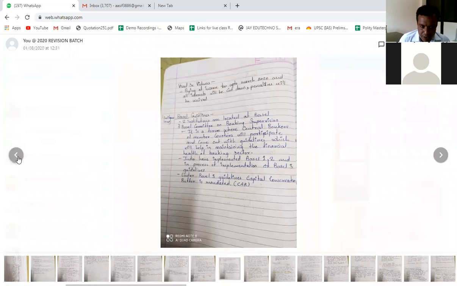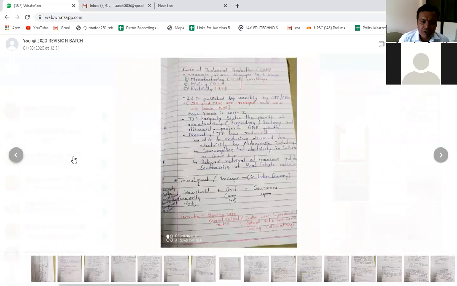Going to the next page. The Index of Industrial Production, that we have already seen, is an index of the production of industries in India. IIP measures volume changes in three areas: manufacturing, mining, and electricity. You need to know, a question can be asked in the prelims exam, which among the following changes are taken into consideration while deciding the Index of Industrial Production. So manufacturing, mining, and electricity.